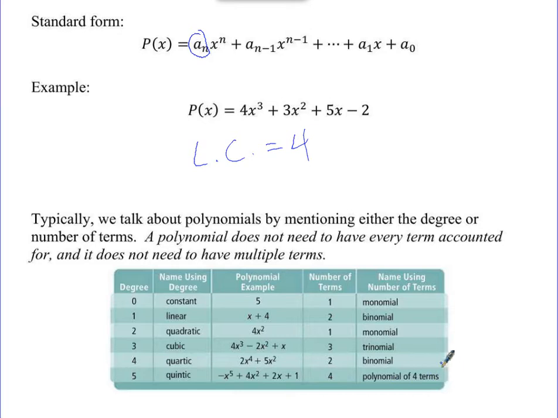All right? So for these examples that are sitting right here, this is a 0 degree monomial. This one is a 1st degree binomial. This one is a 2nd degree, so a quadratic monomial. This one is a 3rd degree, so cubic trinomial. This one is 4th degree, so quartic, 2 terms, quartic binomial. And finally, 1, 2, 3, 4 terms, but it's a 5th degree, so quintic polynomial of 4 terms. So I could also say a 5th degree polynomial with 4 terms.